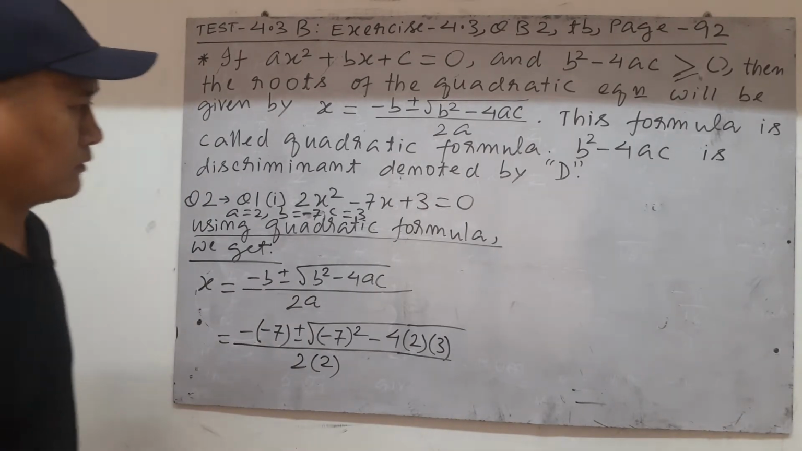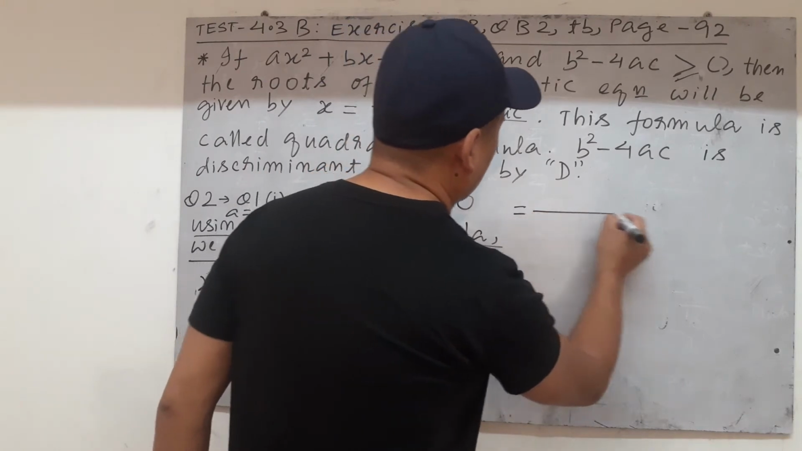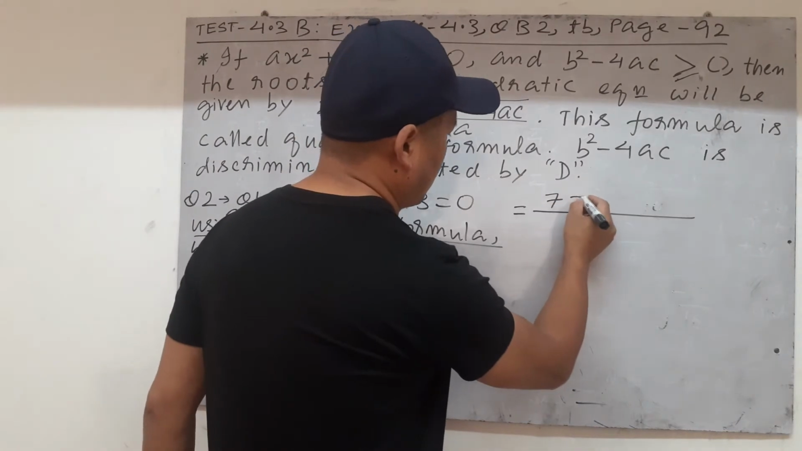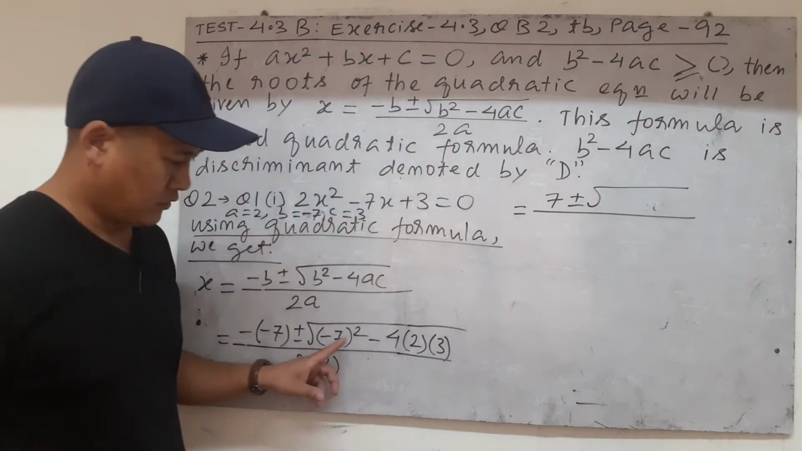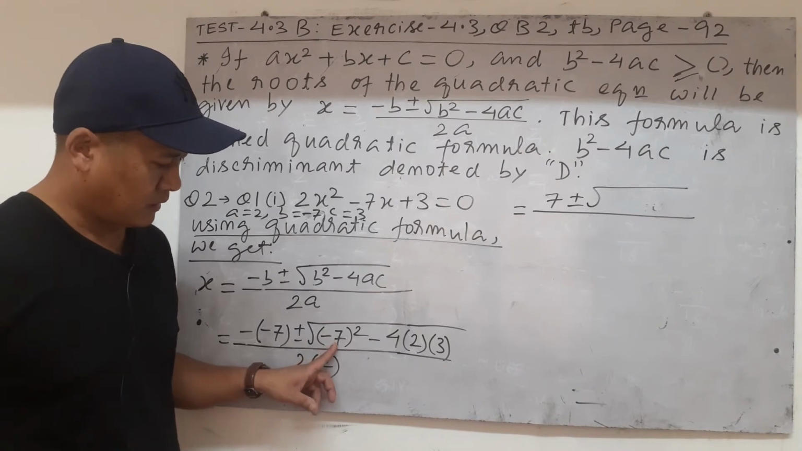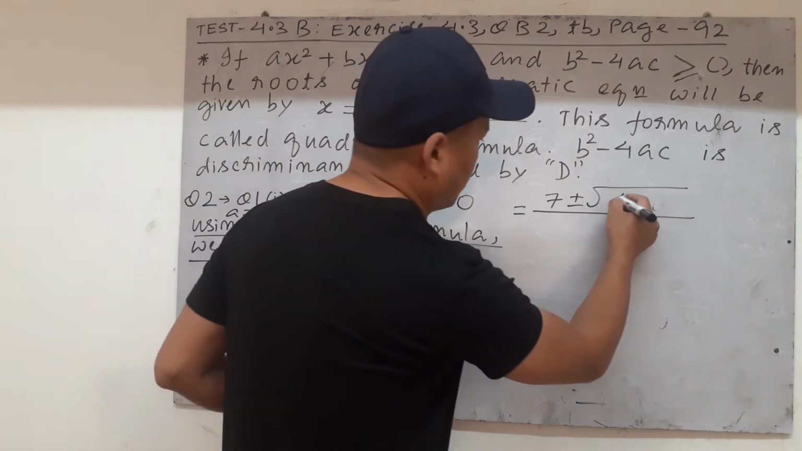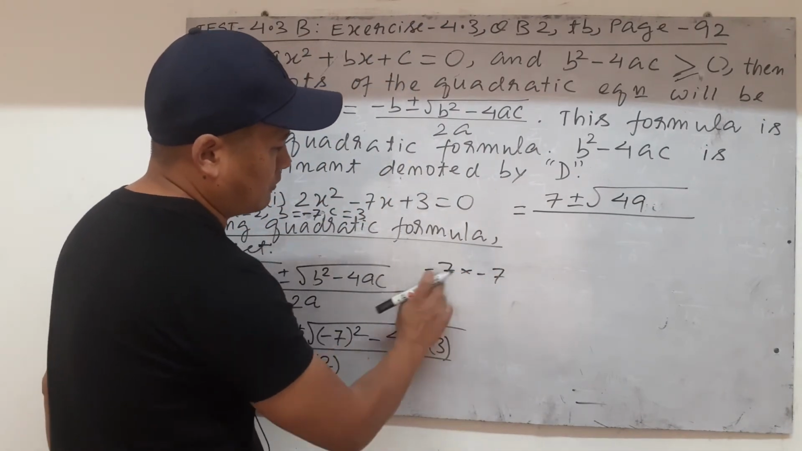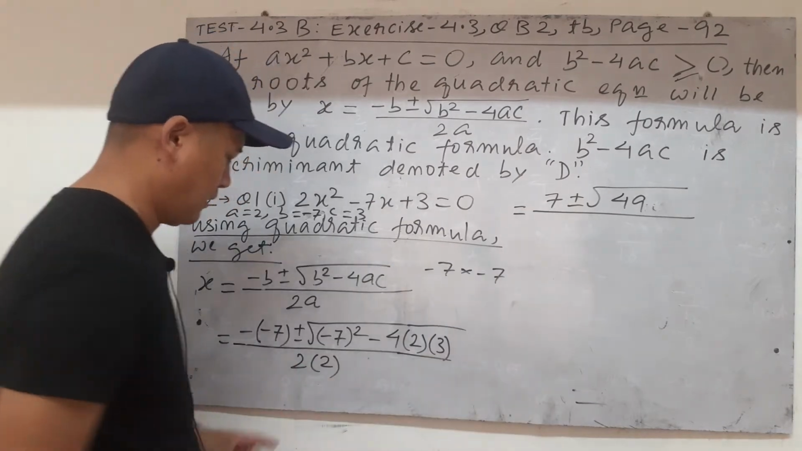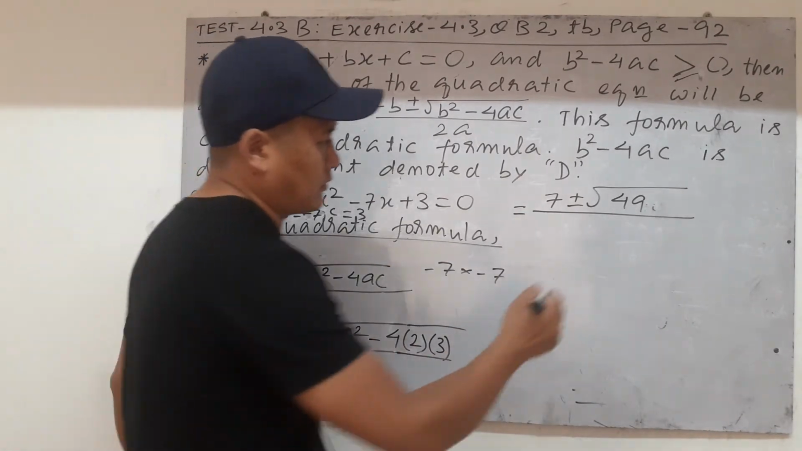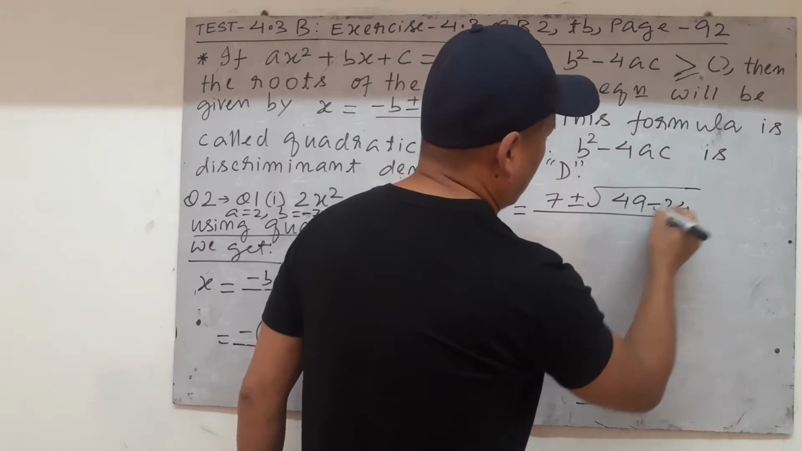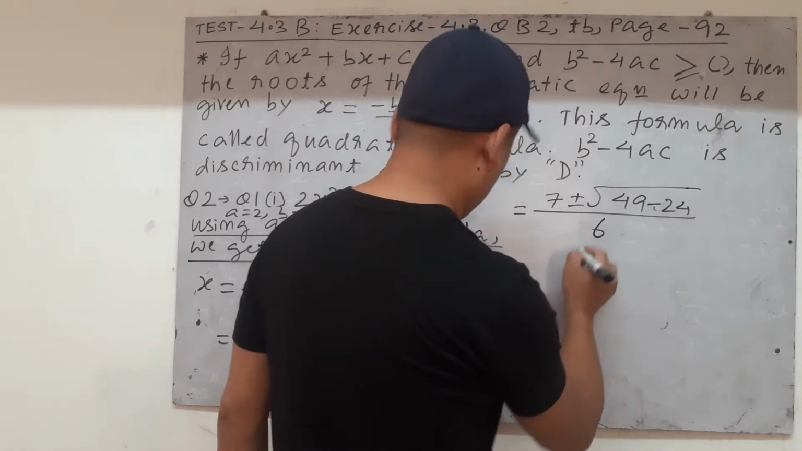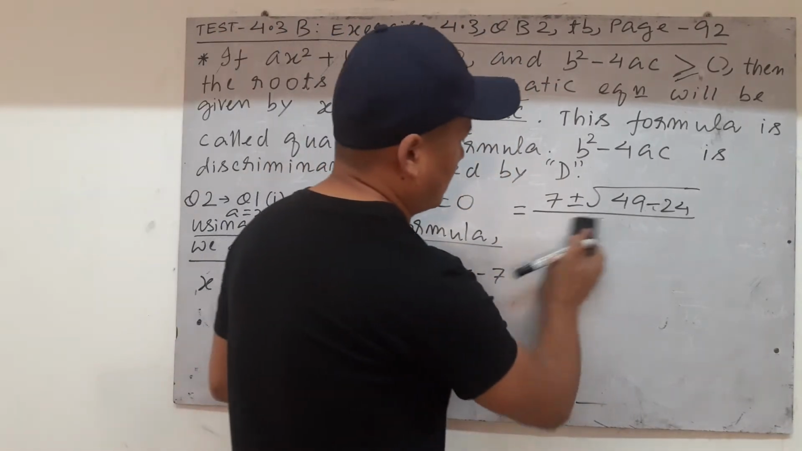So once we're through with that, we go to the next step. Minus into minus is plus 7. So we write here plus 7, plus minus root over. Minus square: the power is even, so minus into minus is plus. And 7 square is 49. So it will be plus 49. Minus 7 into minus 7, minus into minus plus, 7 sevens are 49. Then here minus 4 twos are 8, 8 threes are 24, so minus 24. Divided by 2 twos are 4.